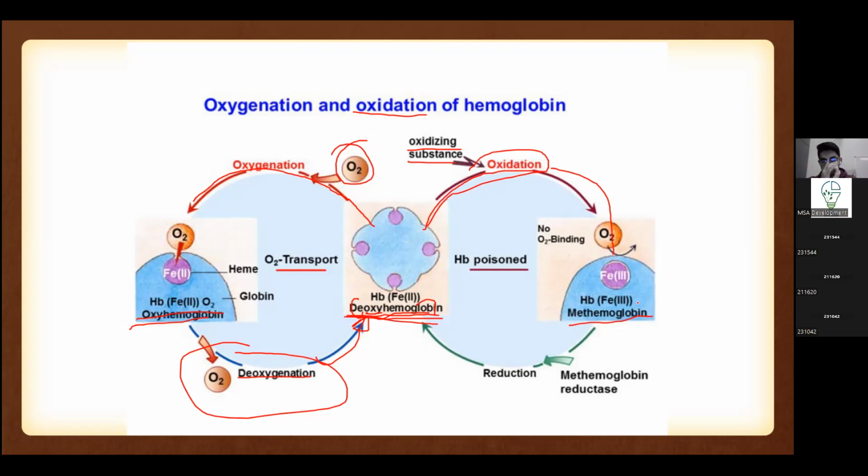Okay, so at normal conditions, this methemoglobin is going to undergo reduction by an enzyme called methemoglobin reductase, and it's going to go back to the deoxyhemoglobin form. However, in some conditions in which the methemoglobin reductase enzyme is not functioning well, the hemoglobin is going to get stuck in the methemoglobin form, and it's going to be useless. It cannot transport oxygen in this form.